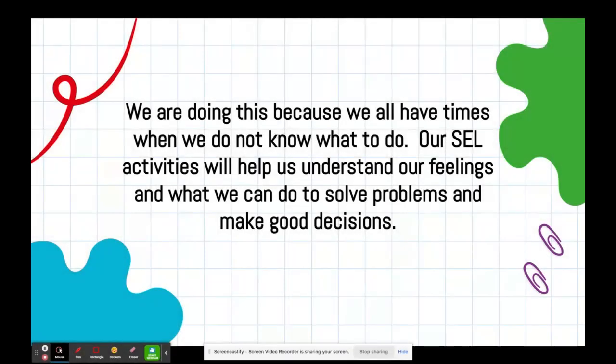We are doing this because we all have times when we do not know what to do. Our SEL activities will help us understand our feelings and what we can do to solve problems and make good decisions.